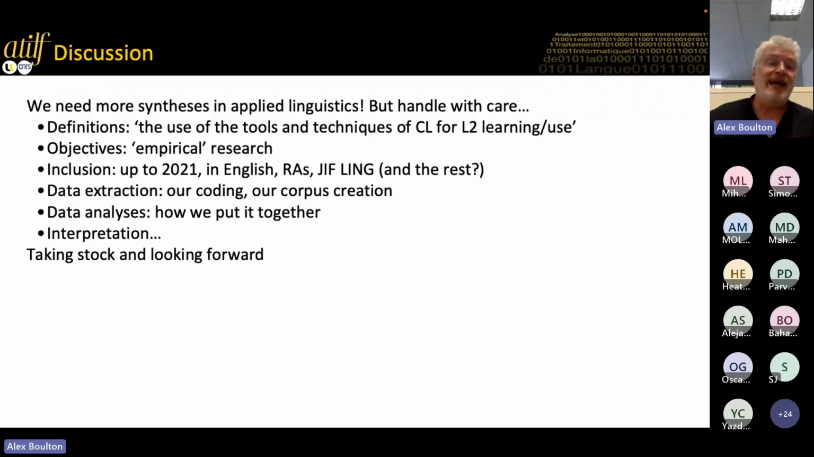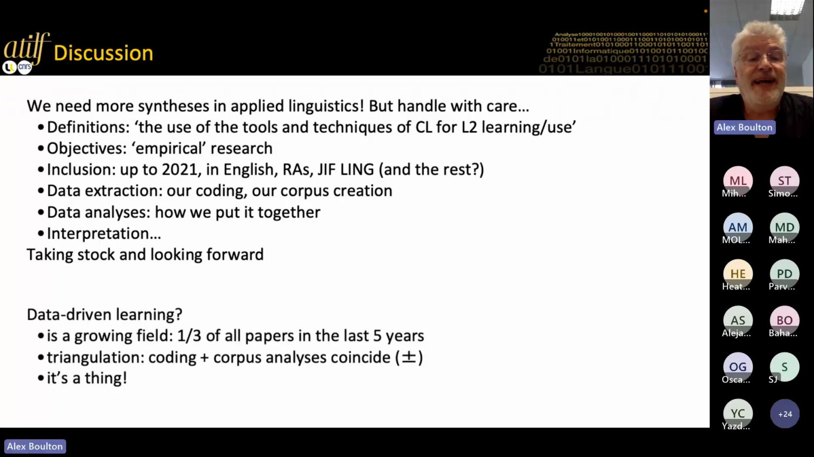It does, however, allow us to have one way of taking stock of a large body of research in the past. And it also allows us to look forward to the future to see what hasn't been done or hasn't been done very much, and to identify gaps. So there are two advantages, nice things about synthesis: to look at the past and take stock of the past, and to look to the future.